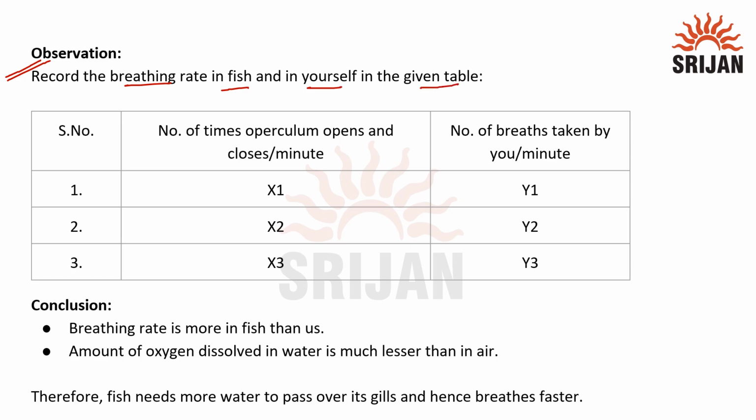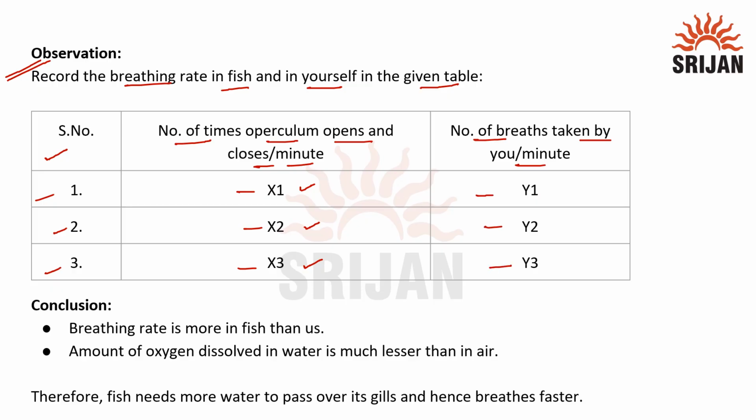So here we have serial number, that is we have taken 3 readings. Then the number of times operculum opens and closes per minute is given by x1, x2 and x3. So for the first reading it will be x1, for second reading it will be x2 and for third reading it will be x3. Now number of breaths taken by you per minute is y1, y2 and y3.